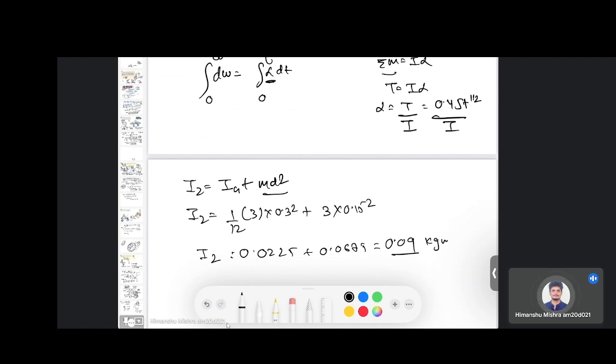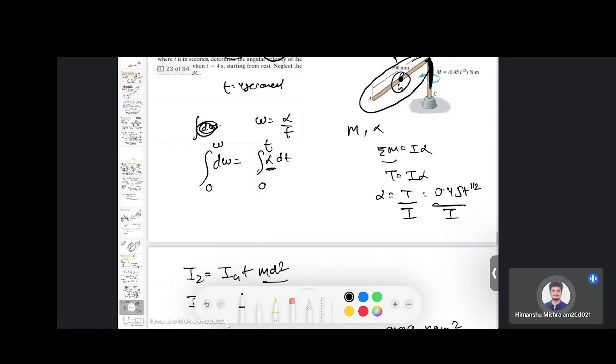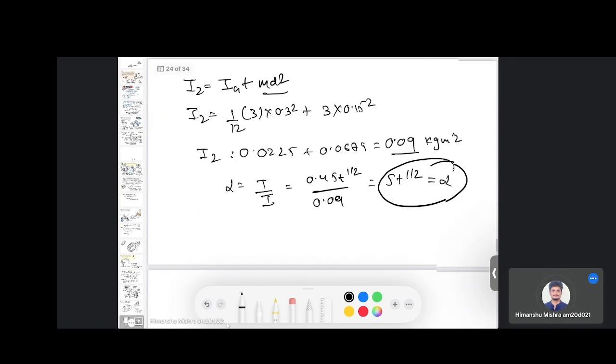So IZ will be 0.09 kg meter square. My alpha will be torque divided by moment of inertia, where the torque is 0.45 t to the power 1 by 2, which is given in the question, divided by 0.09. So it will be 5 t to the power 1 by 2. This is my angular acceleration. Once I have the angular acceleration, I can use this kinematics relation again to find the angular velocity.